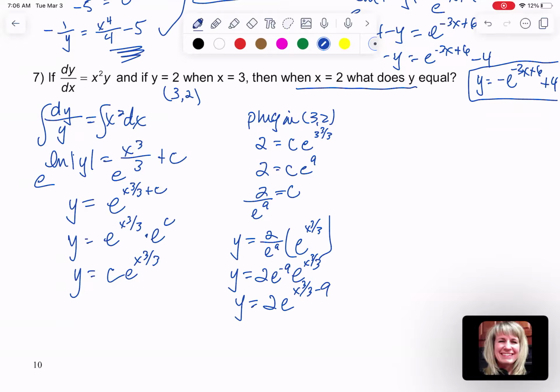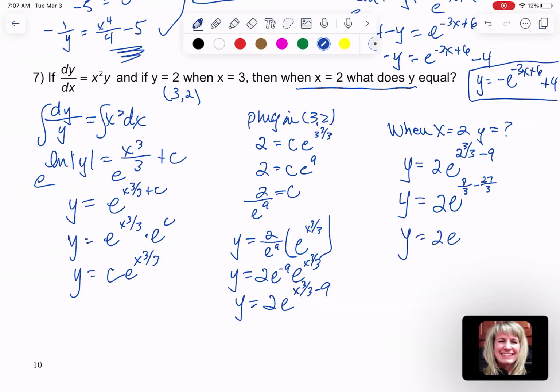So now we're going to plug in when x equals 2, we want to know what y equals. So y equals 2 e to the 2 cubed over 3 minus 9. So we get 2e to the 8 thirds minus 27 thirds. So y equals 2e to the negative 19 thirds. And you could rewrite it as y equals 2 over e to the positive 19 thirds. And that's your answer. All right.